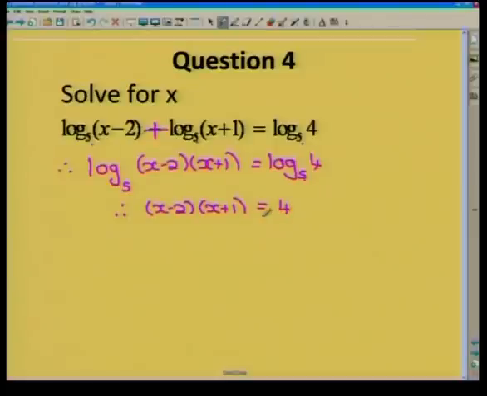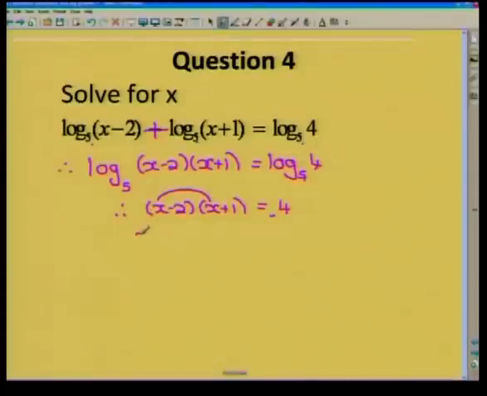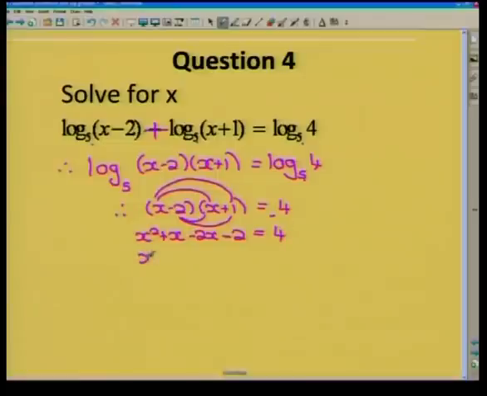Now, this is a normal question that we would get in grade 10. So all we have to do is multiply it out, collect like terms, and factorize because it is a quadratic equation. So let's do it. If we times that by that, we're going to get x squared. If we times that by that, we're going to get plus x. That by that, I'm going to get minus 2x. And that times that is minus 2 equals 4. So I have x squared minus x minus 2. And I'm going to transpose that over as minus 4 equals 0.